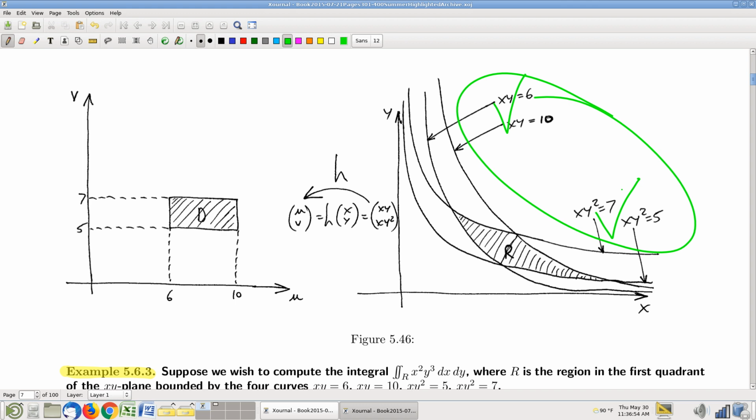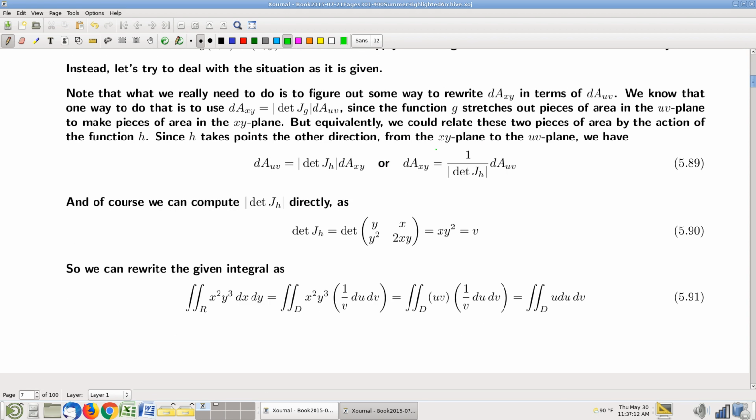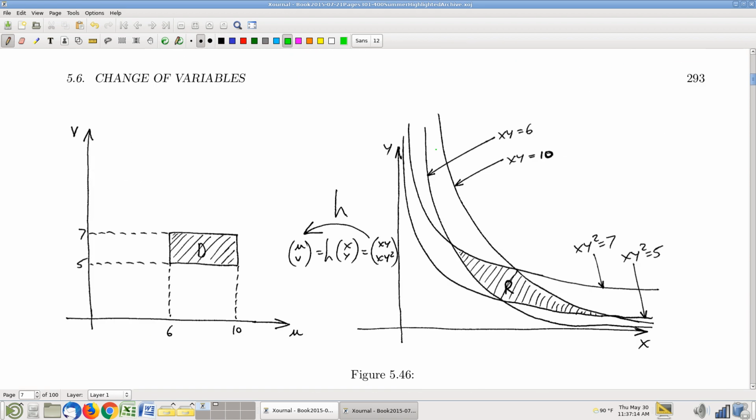Does that make sense? Could you potentially switch them? Totally, sure. There's no magic here as to why this one's u and this one's v. If you went the other way, totally fine. So it's a tricky little example, but if you find yourselves in a circumstance where the domain is defined by equations, then you can think in terms of having your change of variables function going backwards and adapting appropriately, and it's a good way to deal with it.